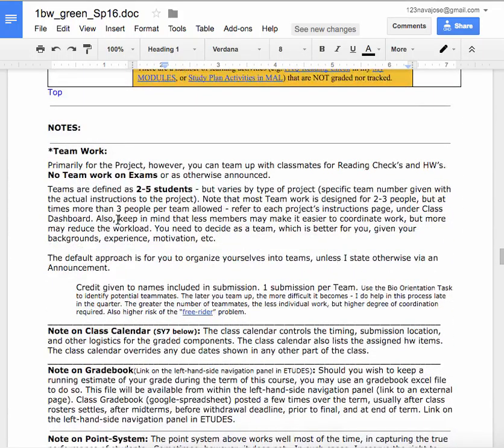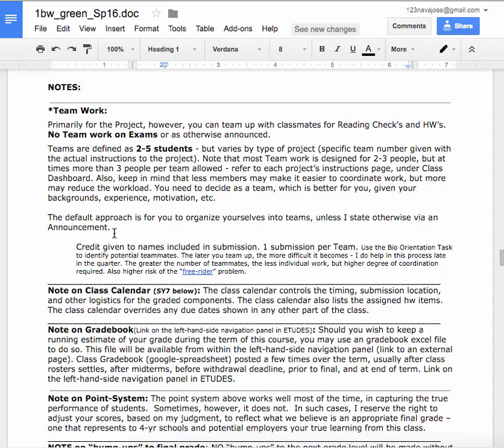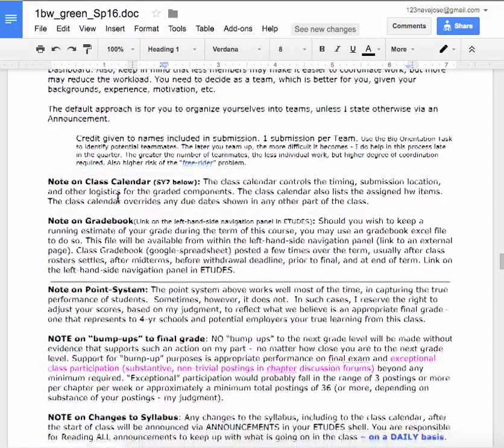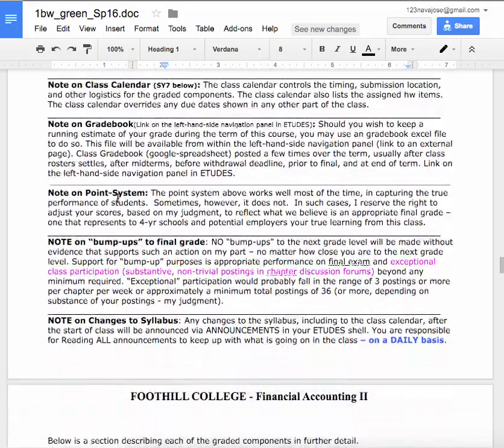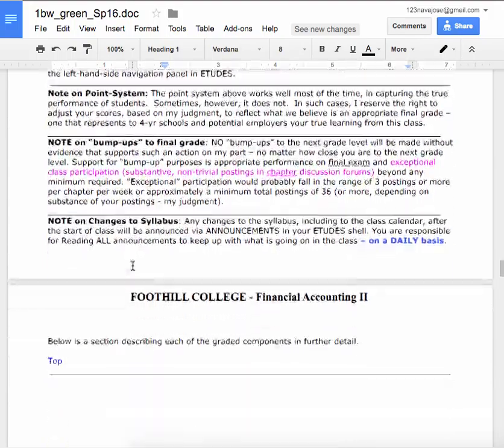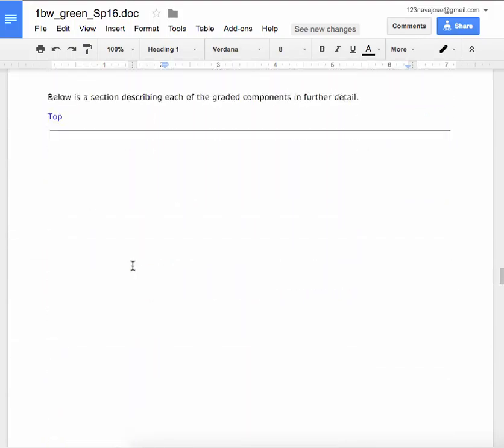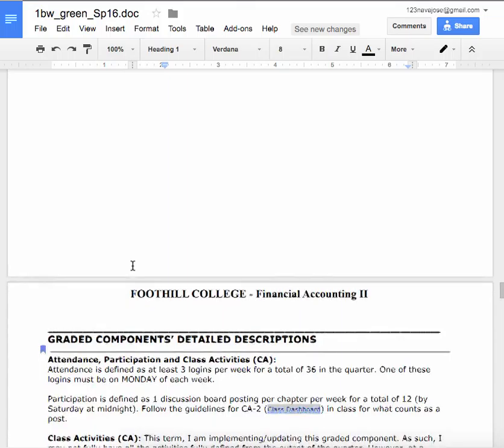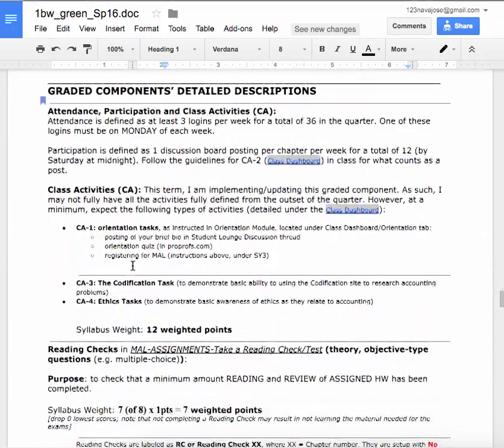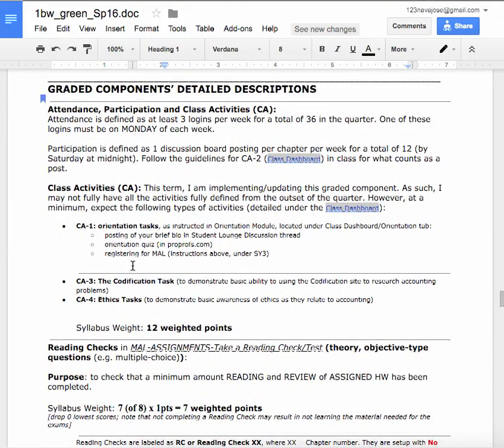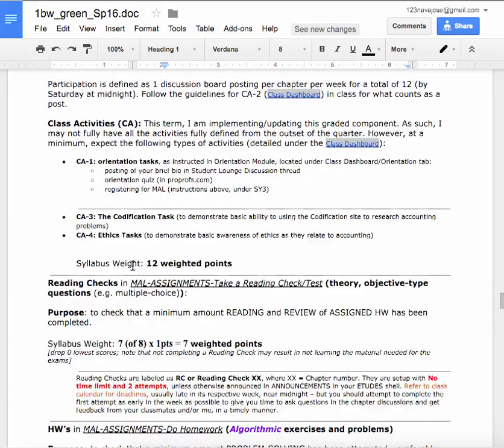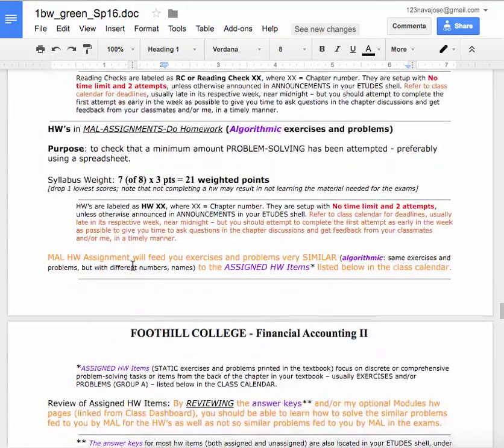Here are some notes that you might want to read regarding your teamwork, the class calendar, the grade book, point system, bump ups, and so on. Make sure you read those. They're important for your final grade. If you want more detailed descriptions of each of the graded components, go to this section and you can see what they are.